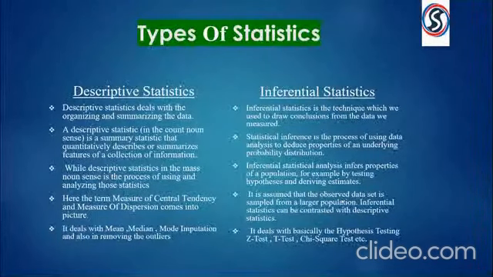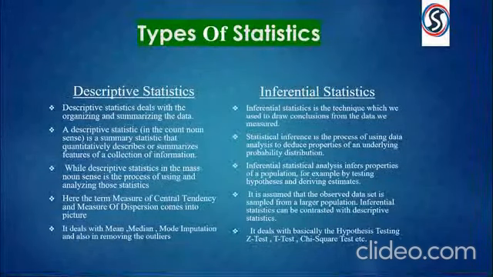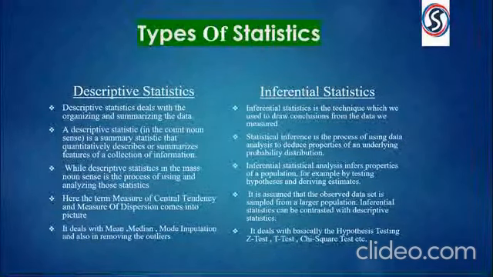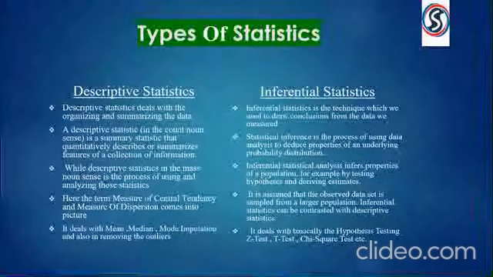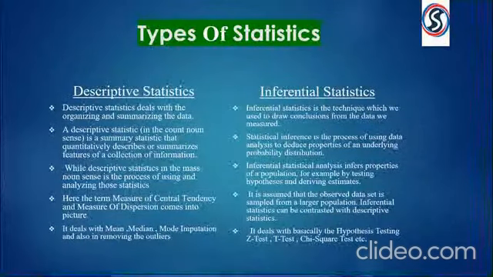When we are talking about descriptive stats, we are just talking about organizing and summarizing the data. How are we going to organize and summarize the data? Suppose we get data in a very large amount. Descriptive statistics, in the count noun sense, is a summary statistic that quantitatively describes or summarizes the features of a collection of information.